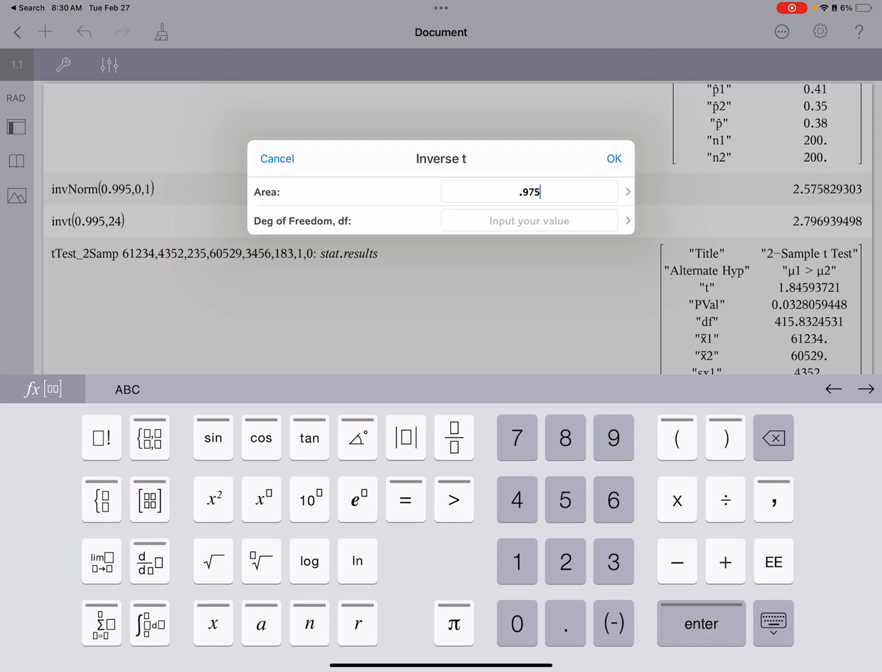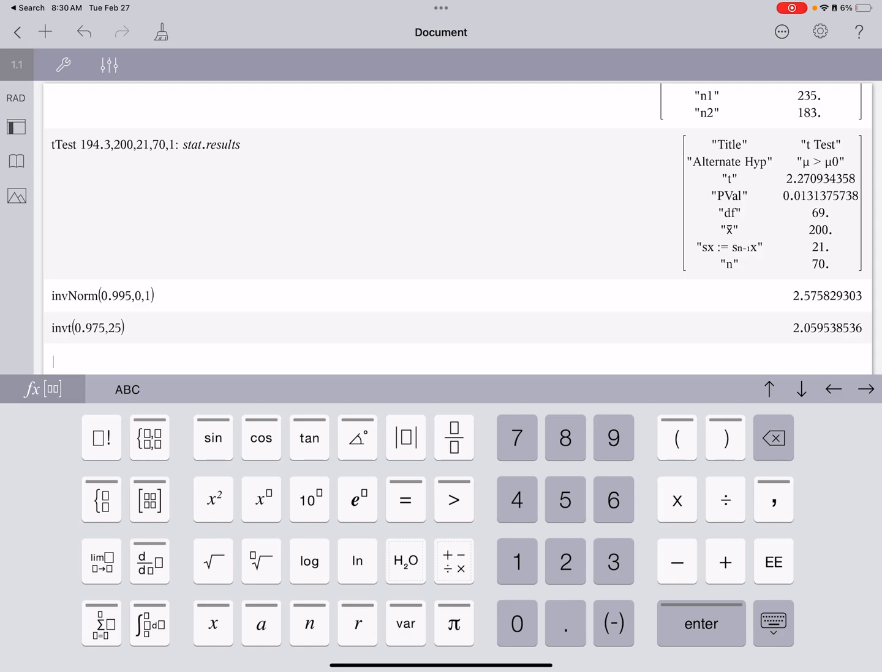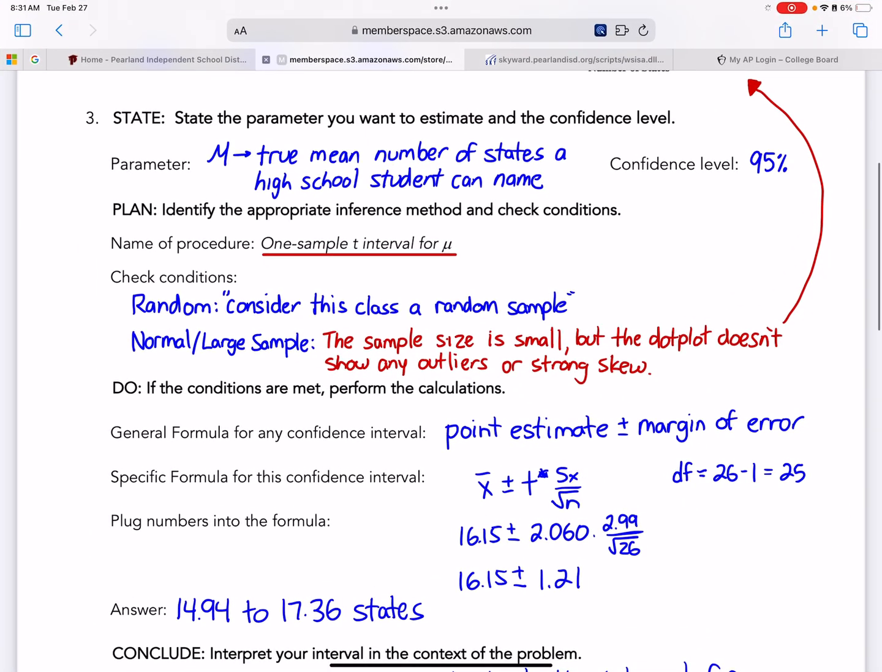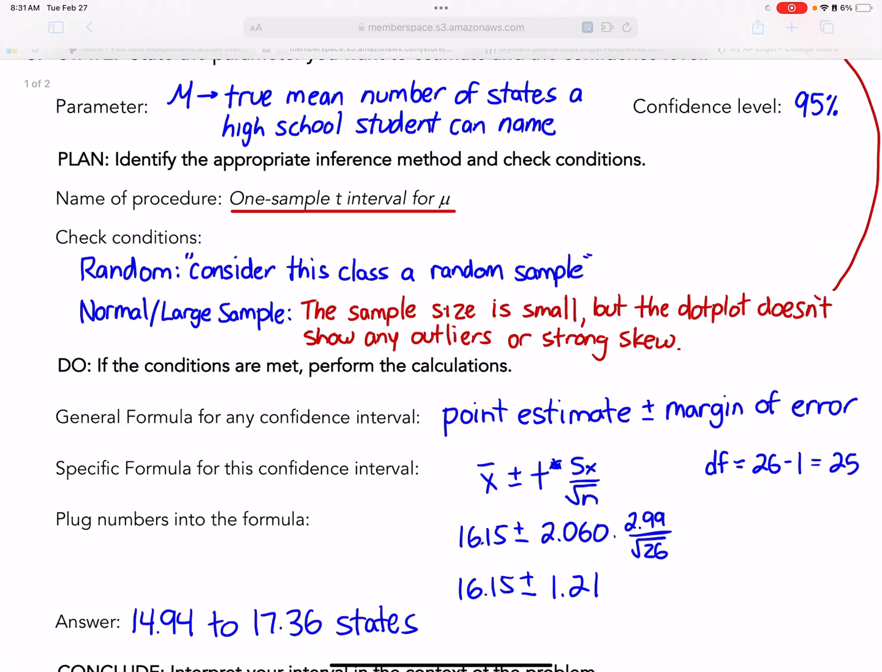That's what I need. My degrees of freedom, as it said, is 25 because there were 26 students, and that's where I'm going to get 2.0595. Now, if you did it in the chart, it's going to be slightly different. You can do it from the chart, but it is still about 2.06. So you can see where these numbers come from.